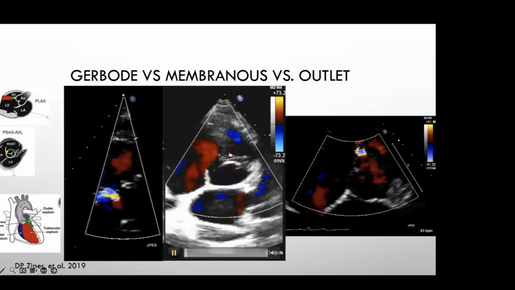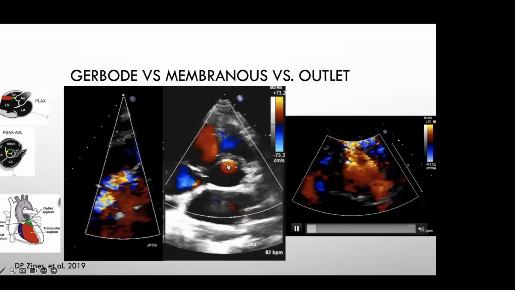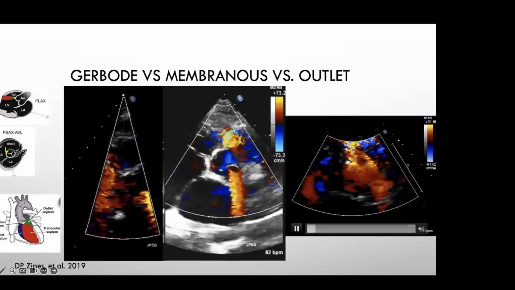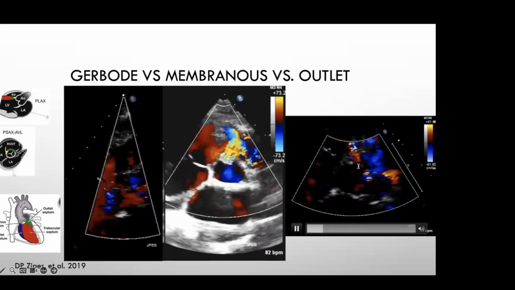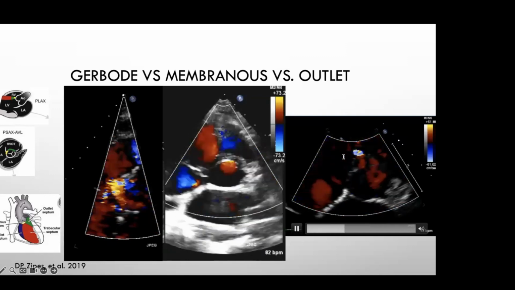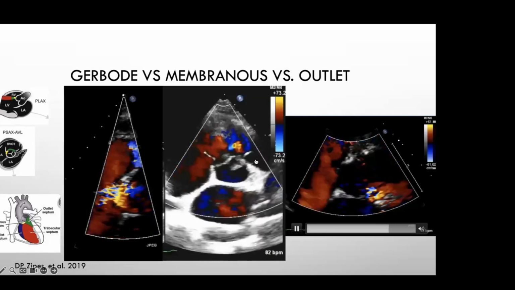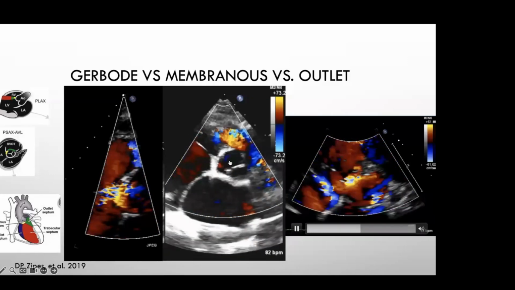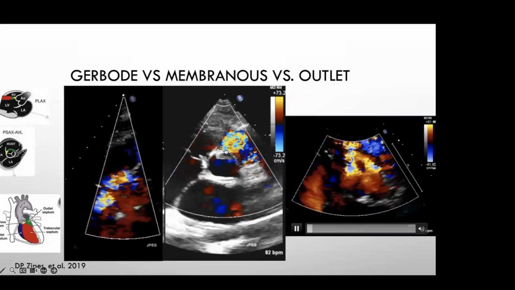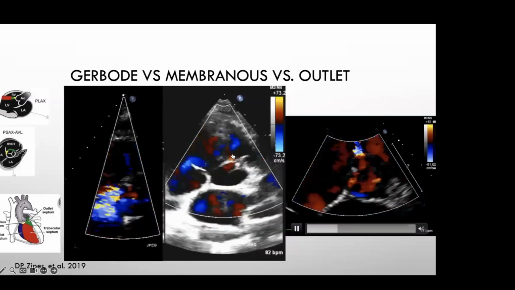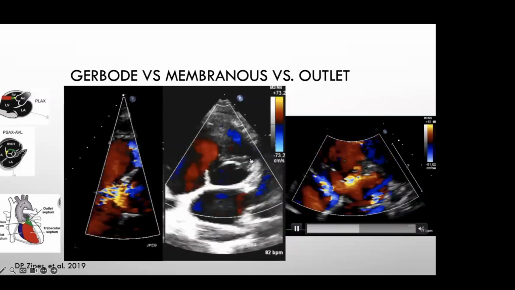And then membranous defects, this one, go in the 10 to 11 o'clock position into the proximal portion of the right ventricle. And then outlet defects over here go into the more distal portion of the right ventricle, closer to the pulmonic valve, after the 12 o'clock position.